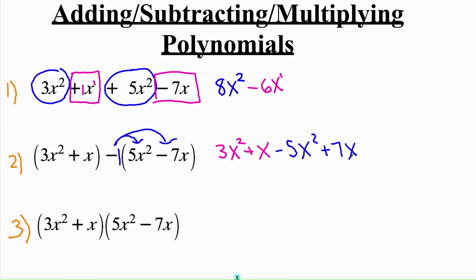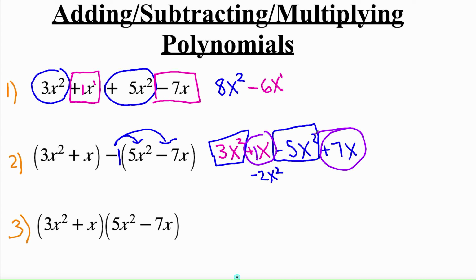So that is not quite my answer yet. Now I need to combine like terms. So I'll start with my x squared terms. 3x squared minus 5x squared will give me negative 2x squared. And then I have my 1x, again with the understood 1. 1x plus 7x gives me plus 8x. And there's my answer, and it's in standard form.